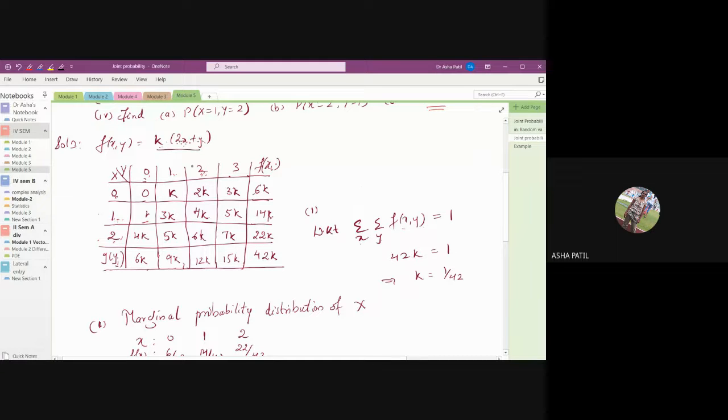X plus y should be greater than, only greater than 2. X plus y should be greater than 2. So which all values will you take? X plus y, when you add, it should be greater than 2. Which all values will you take?